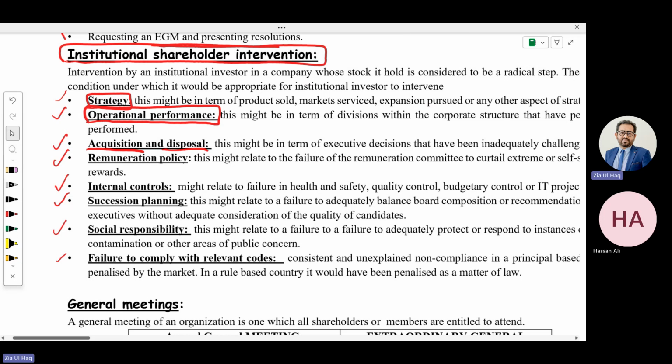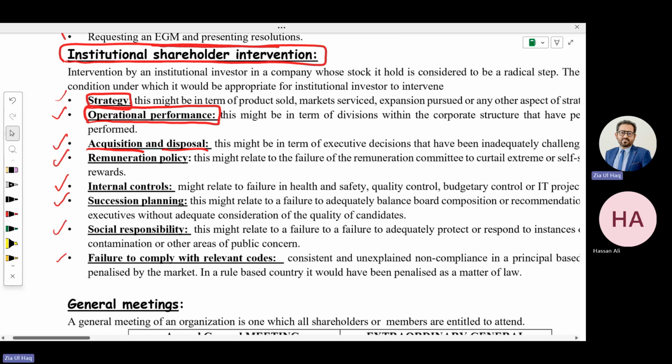What is disposal? Selling a business unit. Instead of growth, you are moving towards shrinking the business. Why? When we are in financial crisis, to resolve the crisis, we sell our assets. So they intervene. Why are you selling your business? Why are you shrinking your business instead of growing? They intervene when a business moves towards high-risk strategies like acquisition.